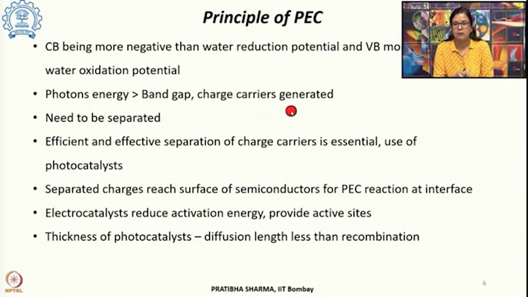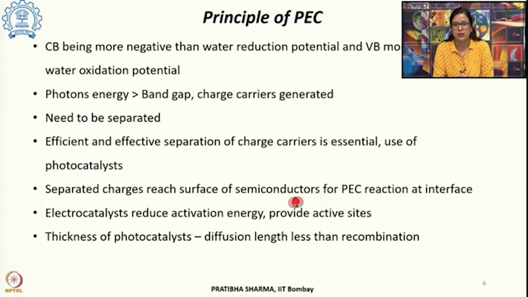But at the same time, the charge carriers which are generated need to be separated, and that is very important. Efficient and effective separation of charge carriers is essential, and we can use several photocatalysts for achieving that. Once these separated charge carriers reach the surface of the semiconductors, there at the interface of the electrode and electrolyte the photoelectrochemical reaction will take place.